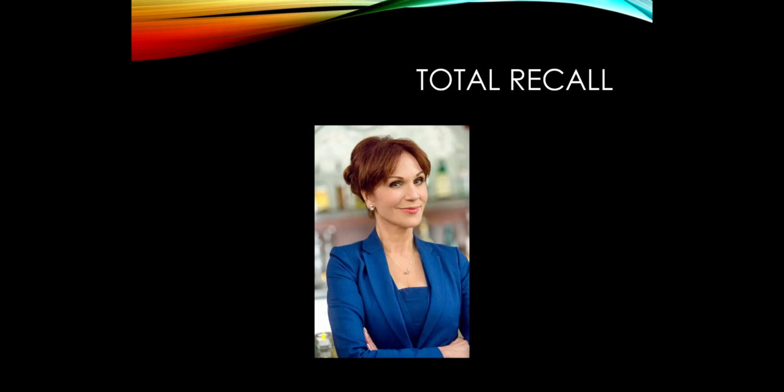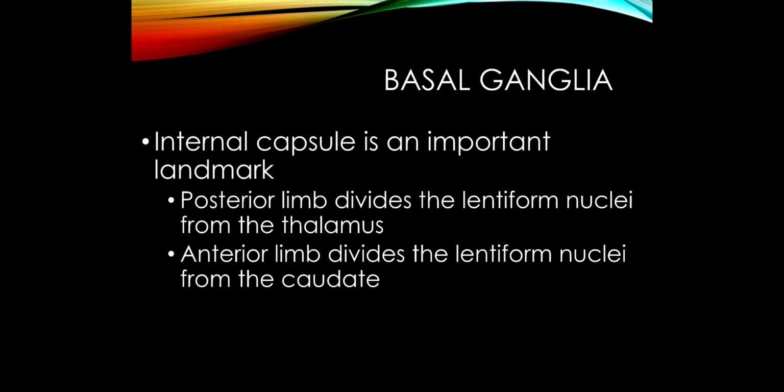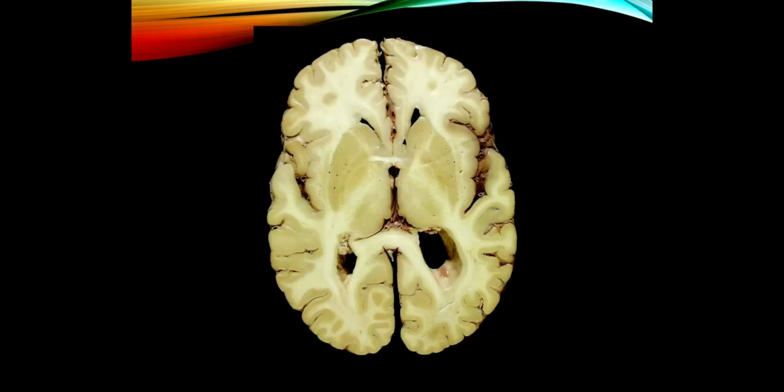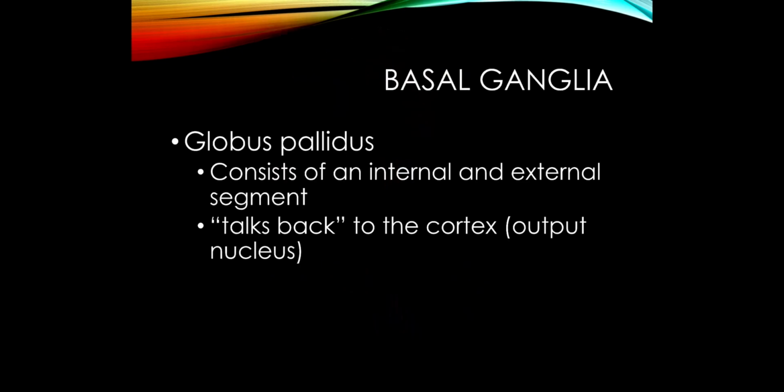So obviously these areas of the brain, we don't want to oversimplify their function. All right, so I already mentioned the important landmark of the internal capsule as it relates to the basal ganglia. So again, here's the anterior limb. Medial, we have the caudate. Lateral, we have the lentiform nuclei, okay, which really are lateral to the entire internal capsule here. And again, the globus pallidus, when the basal ganglia does all of its processing, it talks back to the motor cortex.